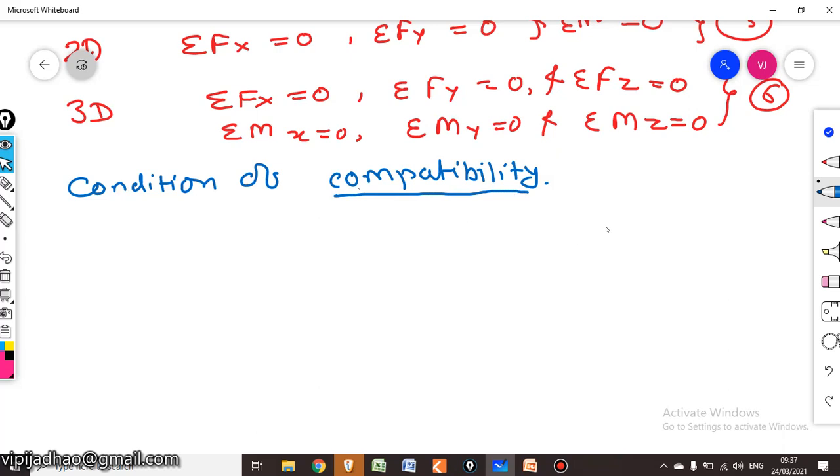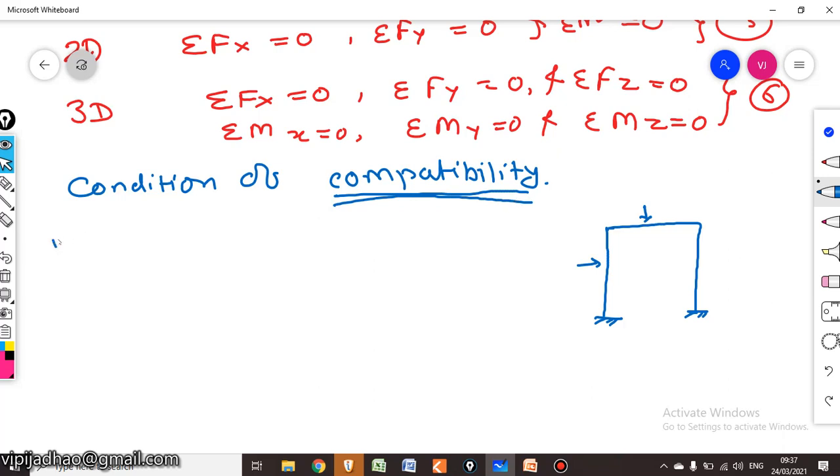So what we'll be considering is, if we are having some frame like this, these two members, this column and this particular beam, are meeting at this particular joint. Our requirement is that there should be continuity in these two members which are meeting at this joint. This is called compatibility, that is the condition of continuity in the members meeting at the joint.